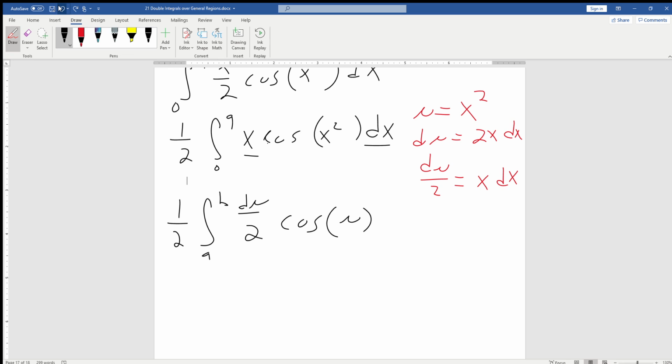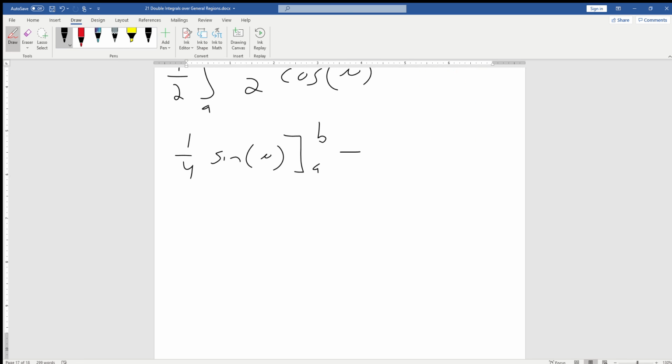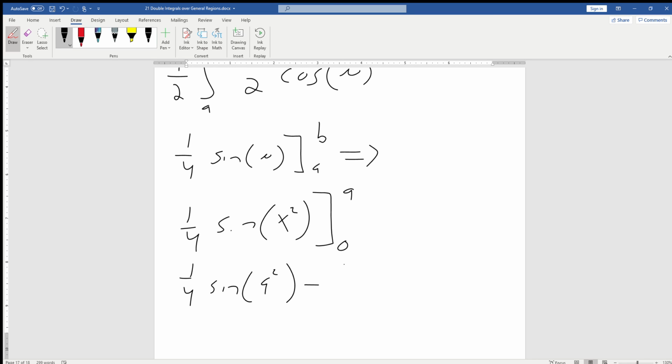We're going to now integrate. I'm also going to factor out that 2, so we're going to get 1/4. The antiderivative of cosine u is positive sine u. So we're going to end up with sine of u, ranging from a to b, which is the same as now 1/4 sine of x squared, with limits of integration 0 to 9. Finally, we substitute: 1/4 sine 9 squared minus 1/4 sine 0 squared.